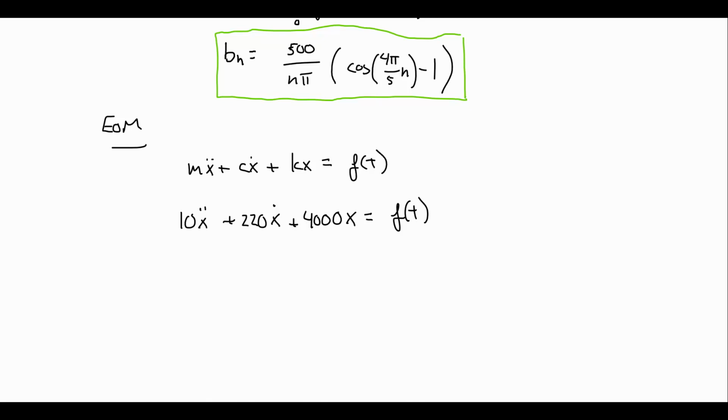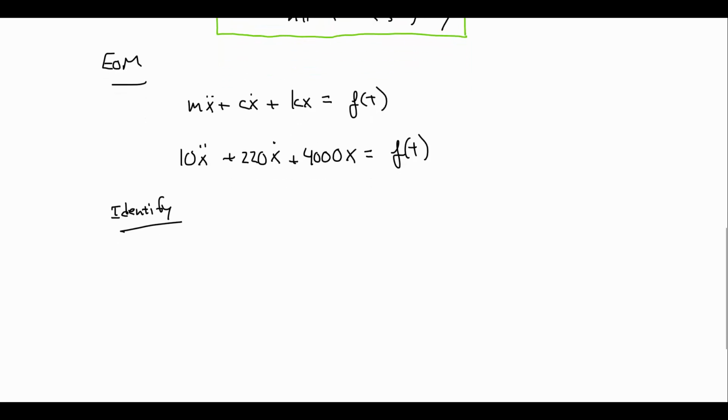Now we can identify what we have. The left-hand side has only x as a dependent variable, so one degree of freedom. It is going to be linear. It is going to be forced, and I'll just call it general forcing. We are damped, and we're going to see what kind we are once we get into our parameters. And we can look at our parameters now.